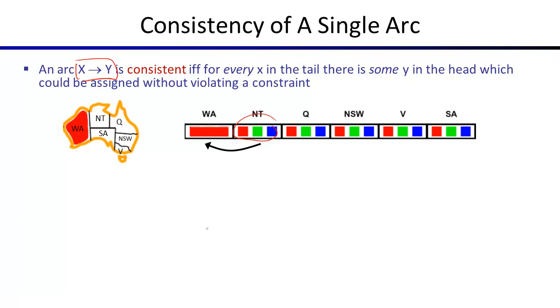No, because all we have in the head is red, and these are neighboring regions, so we cannot assign red to the tail variable, so we get rid of this.